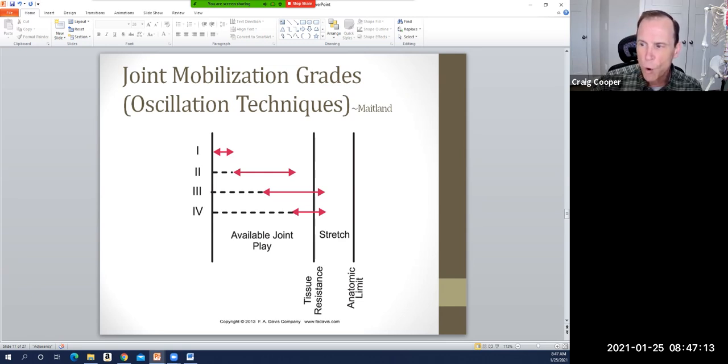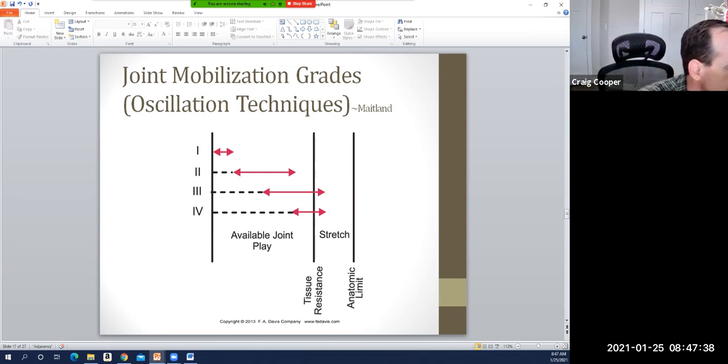Grade 1 and 4 move through a very small back and forth arc of motion. Where they differ is, are they right at the beginning of the available movement in that joint capsule, or are they right at the end where we're actually trying to push the limits of that joint capsule? But both of these are really rapid, almost like vibratory back and forth.